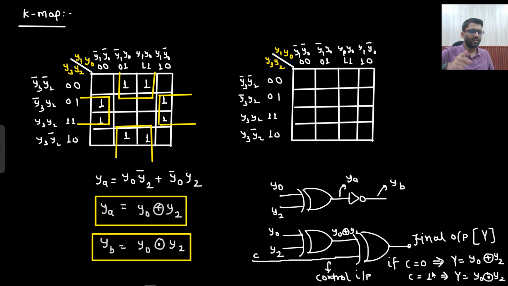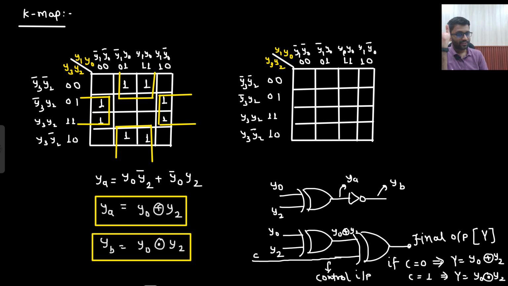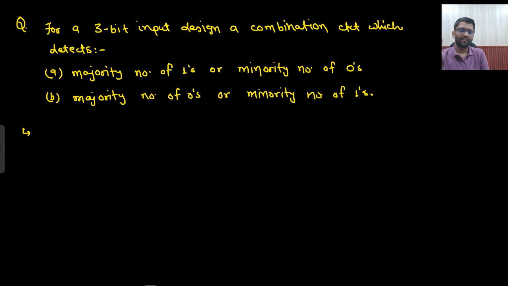If you put C equals to 0, then this should be the output. If you put C equals to 1, then this should be the output. So this is how also you can design the circuit. Just a way I am telling. So in that manner you can design it. And in the examination these kind of questions can come, so you should be aware of that. For YB we are not doing, we are only doing for YA, because we know YA will simply be complemented. So let's solve this question.